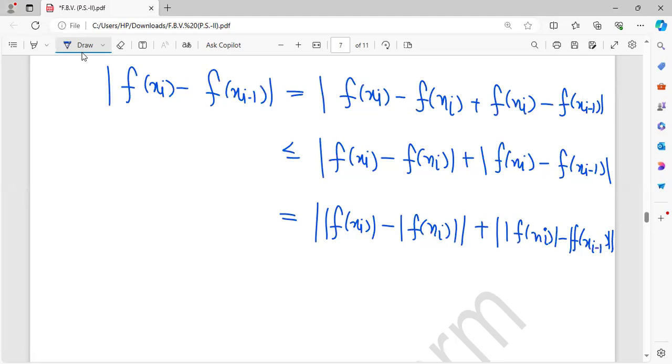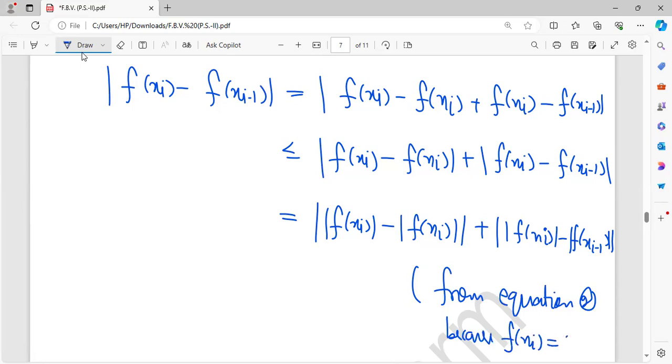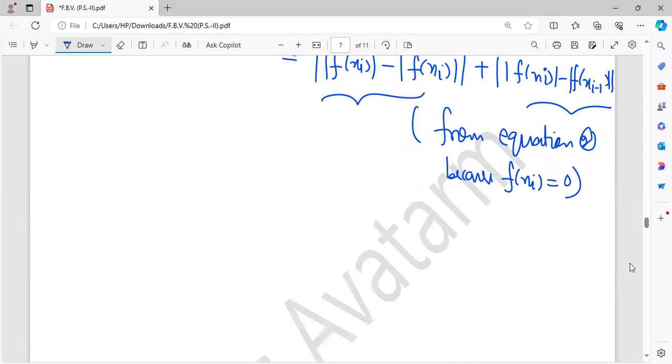xi minus 1. Okay, so let's say from equation 3, from equation 2, because f eta I is 0. At least 1 should be 0, but eta I is 0. That is why I can write like that. Okay. This is equal to this. This is equal to this.